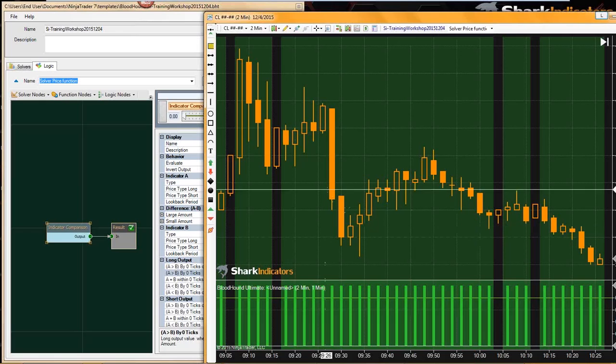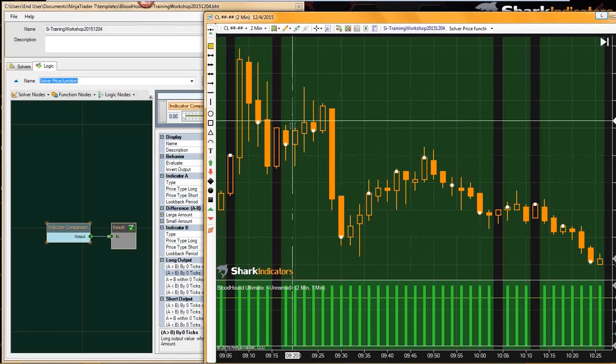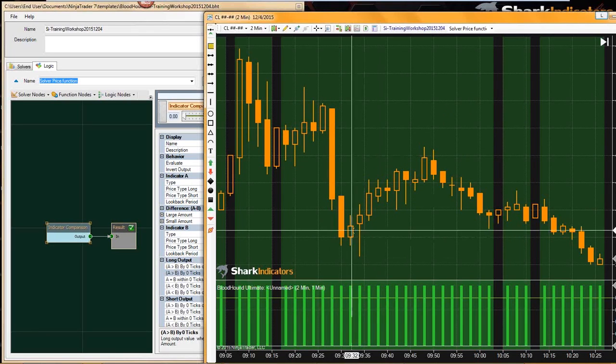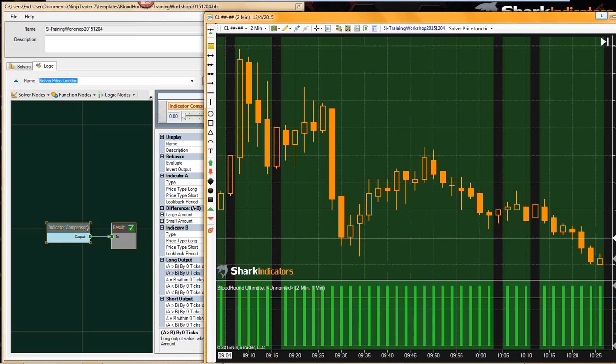And if we look here, the only time we don't have a long output is when the closing price of the bar equals the high of the bar. So basically we've identified whenever there's an upper wick. If the bar has an upper wick, we're going to get a long condition, just as an example here.